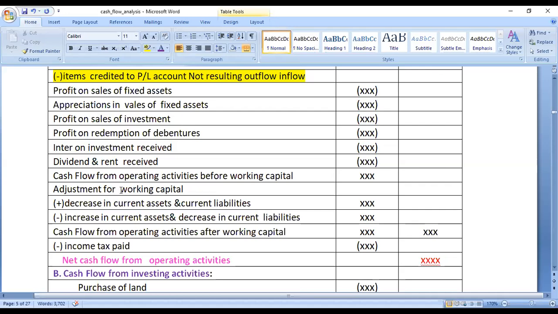Interest on investment received, then dividend and rent received, cash flow from operating activities before working capital, then working capital adjustment has to be made. Add decrease in current assets and increase in current liabilities, less increase in current assets and decrease in current liabilities. Wait a minute, it should be decrease in current assets and increase in current liabilities. Increase, my dears, increase.